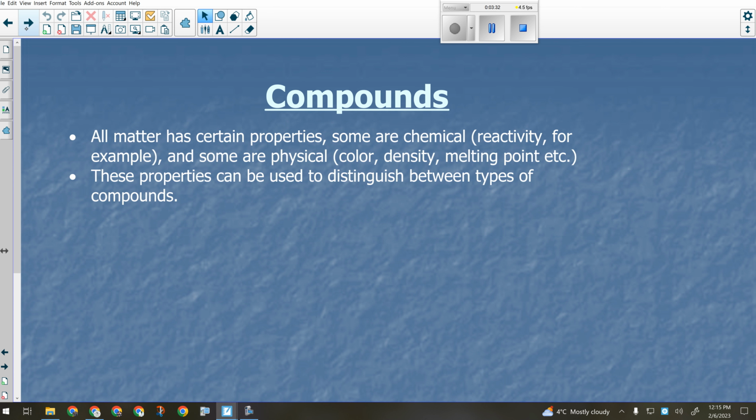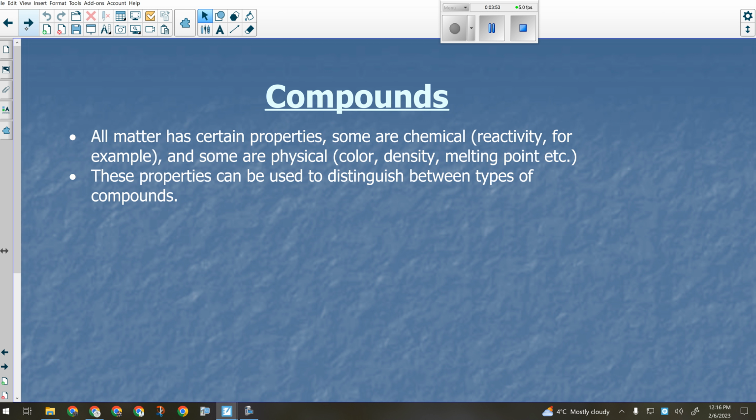All right, so all matter has certain properties. Some of those properties are chemical properties. Chemical properties refer to whether or how something reacts with something else. That's a chemical property. I require that something else to discover those.